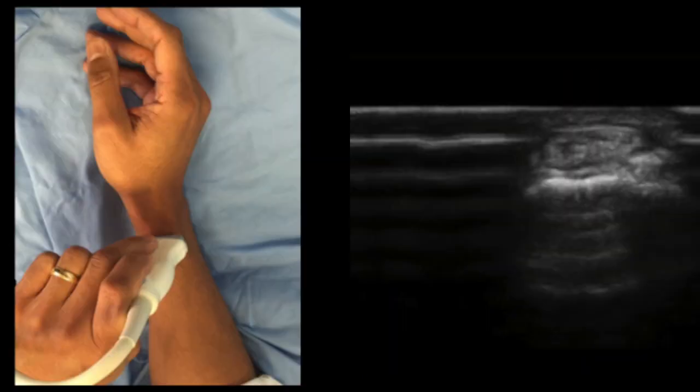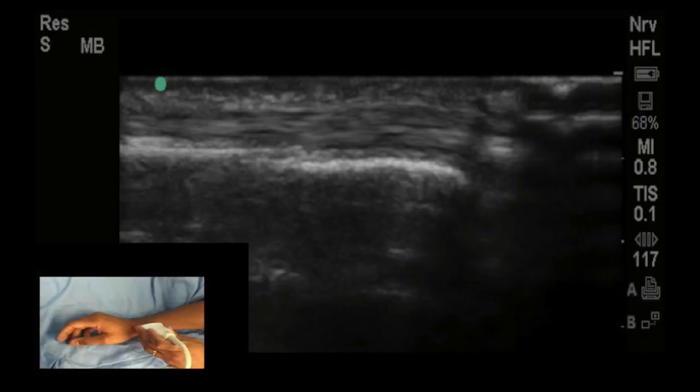Axial imaging over the radius reveals subcutaneous tissue, both tendons, and the hyperechoic radius. A distal sweep will show the tendons separate into 2. In this longitudinal view of compartment 1, it shows subcutaneous tissue and then the tendons on top of the hyperechoic radial bone.